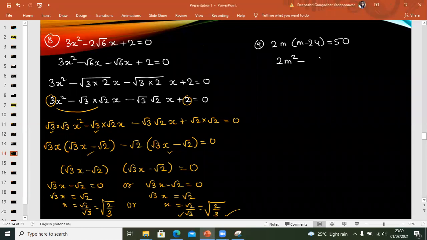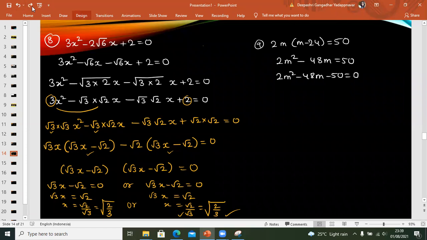will give you 48m equal 50. We have to bring this 50 on the left side, change the sign. 2m square minus 48m minus 50 equal 0. Now first and the last number if you multiply, or else what we can do, we can reduce this equation.